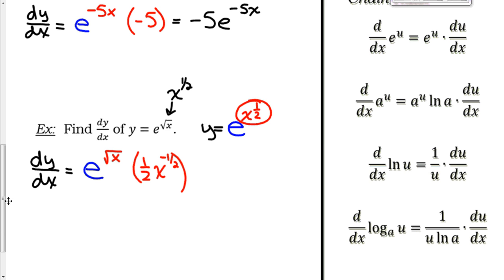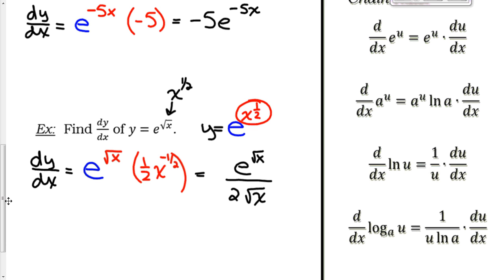If you're working that problem out just for yourself, when you don't need to find your answer in a multiple choice question, you may leave it like this. Otherwise, the multiple choice answer would look like this. I would have e to the square root of x all over 2 square root of x. And that's taking that x to the negative 1/2 and moving it to the denominator.